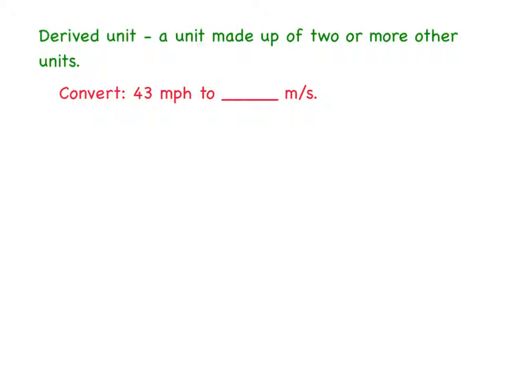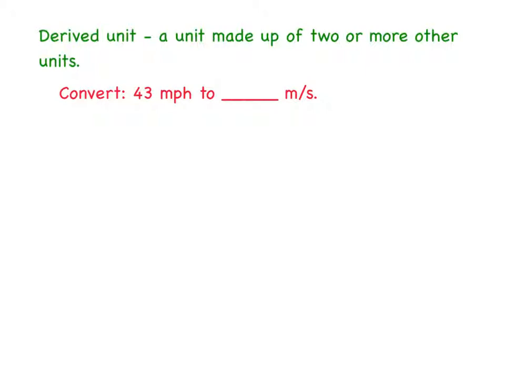So as you can see down here in our example, we've got miles per hour, so that involves the units of miles and hours, and we want to convert that into meters per second, so that involves the units of meters and seconds. So both of those are derived units. So let's go ahead and jump right in on how to solve this problem.